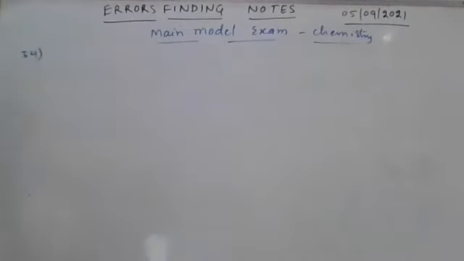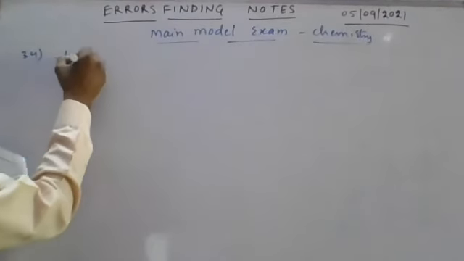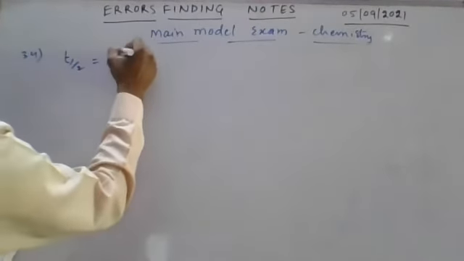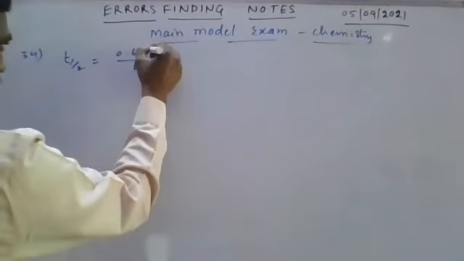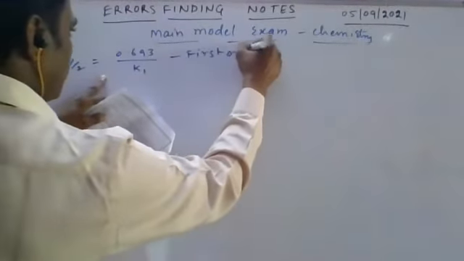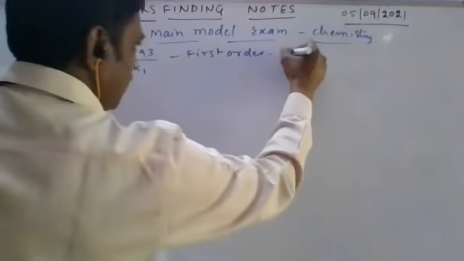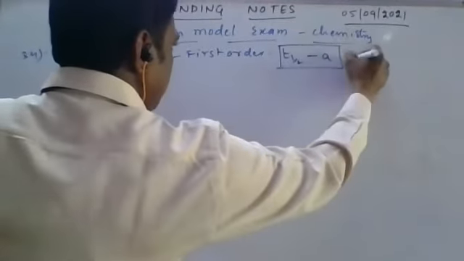Question number 34. For a first order reaction, the t half value is t half equal to 0.693 by K1. So here t half and the initial concentration A are independent.